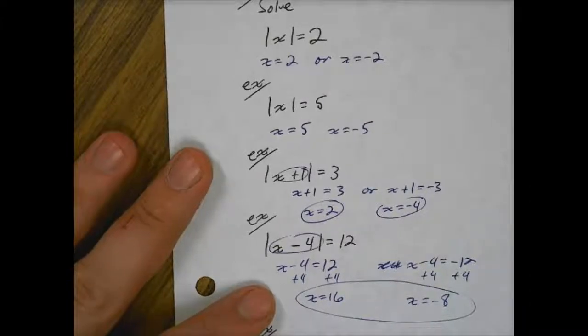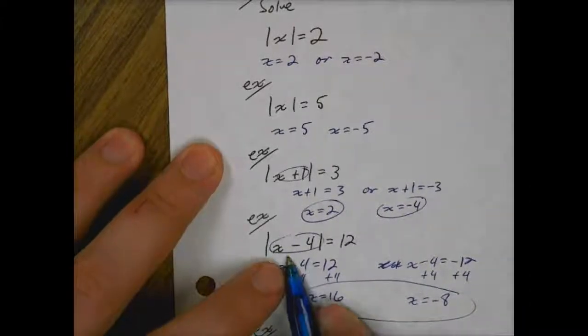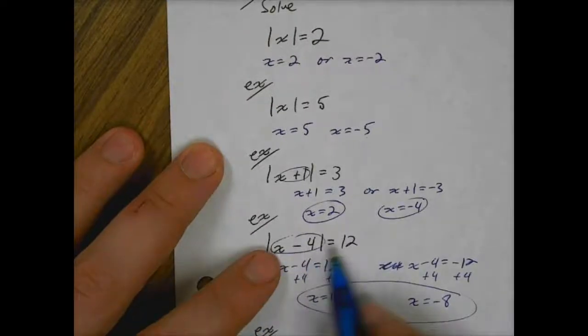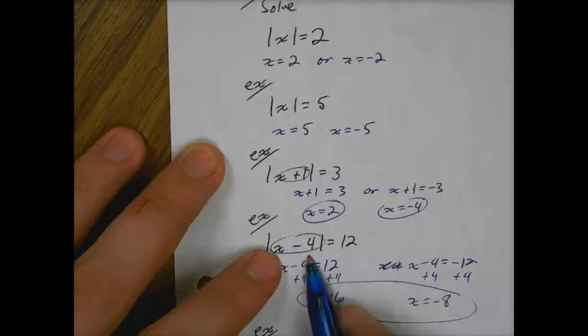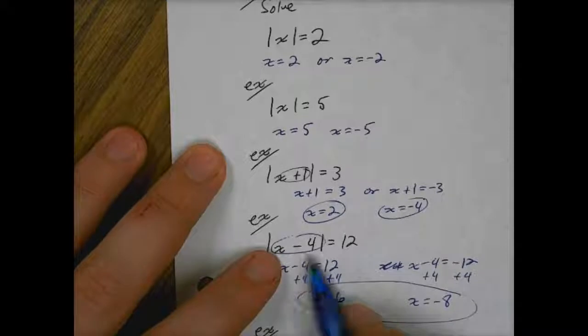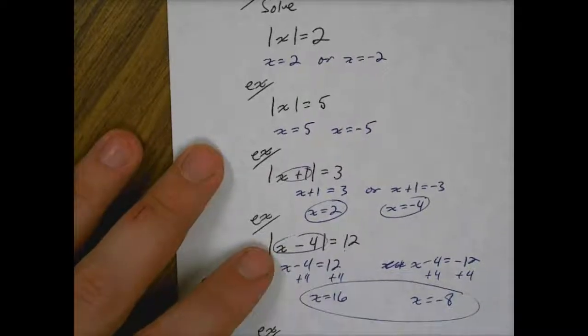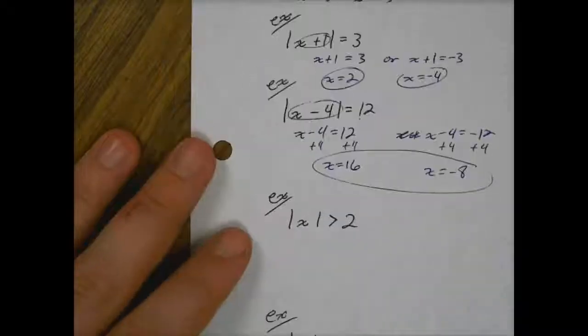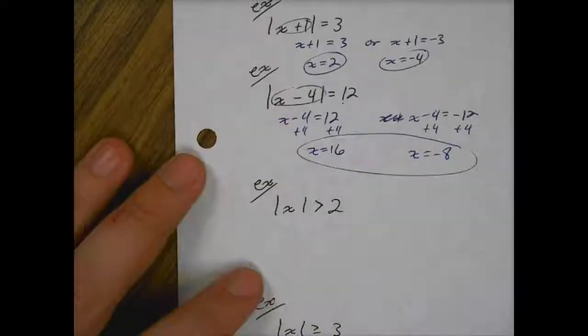So you plug it back into the original equation. 16 minus 4 is 12. The absolute value of 12 is 12. Negative 8 minus 4 is negative 12. The absolute value of negative 12 is 12. So we are good. This will start getting a little bit weirder whenever we get into inequalities.